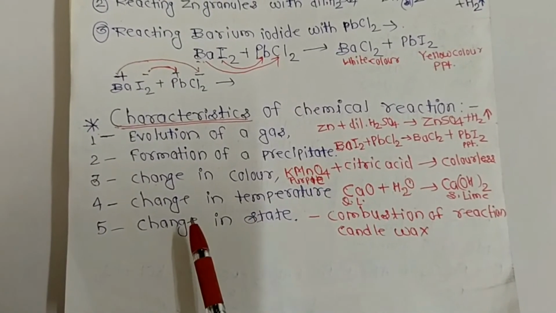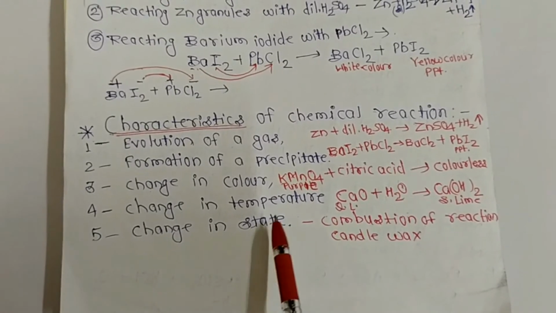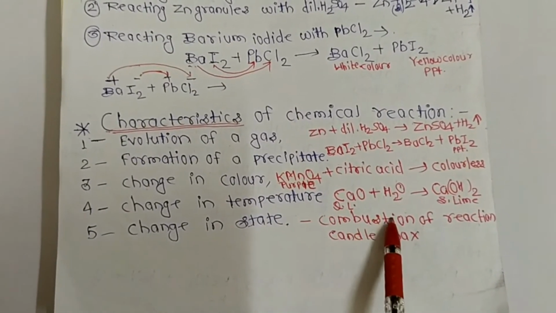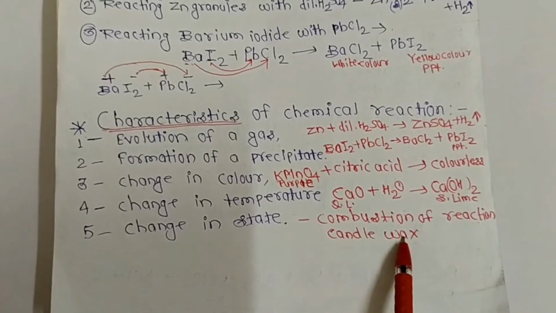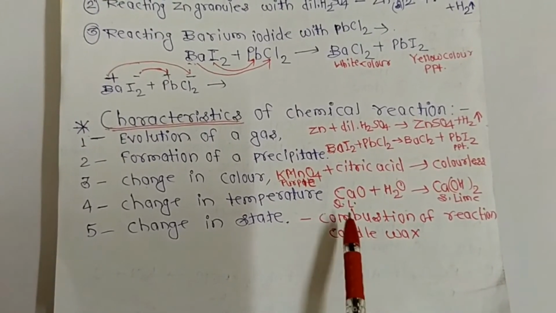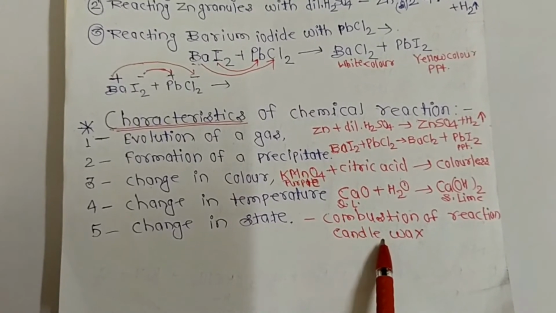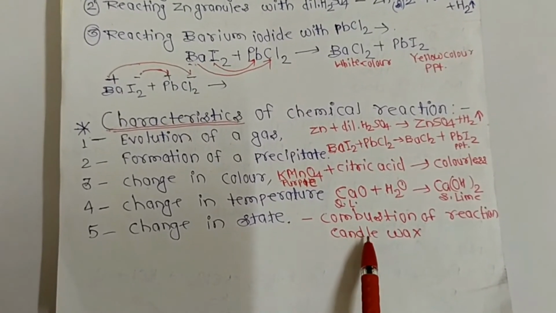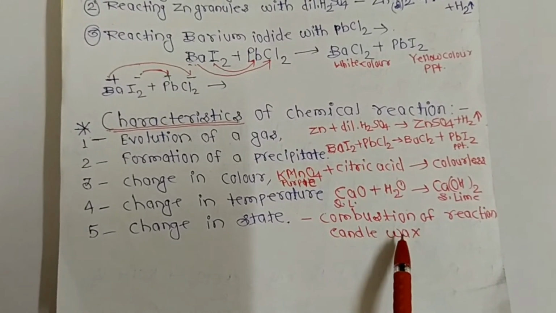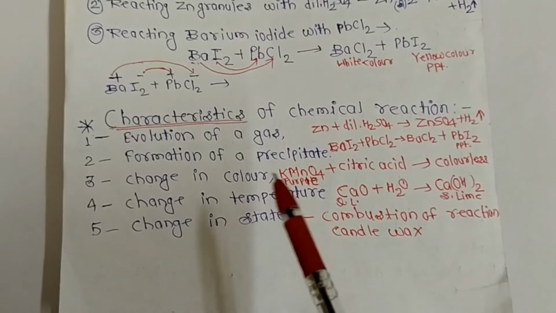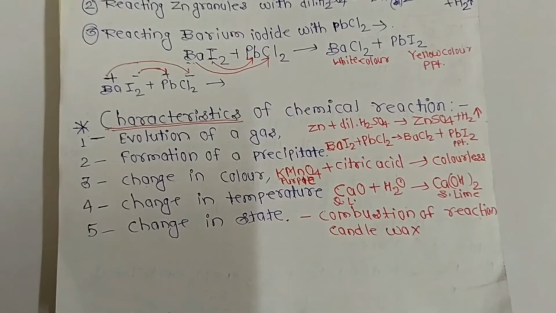Clear? Now next one is change in state. You know that three states are there: solid, liquid and gas. So combustion reaction, candle wax: when we burn that candle, combustion means burning. So when we burn that candle wax, then the candle starts melting and turns into liquid form. So this is what? Change in state. So these all are characteristics of chemical reaction.